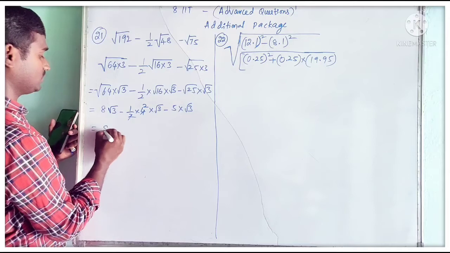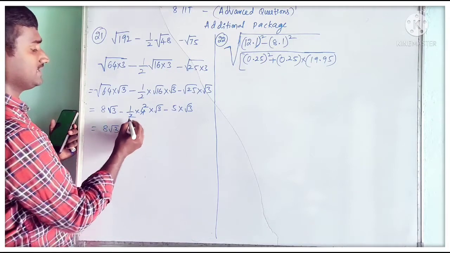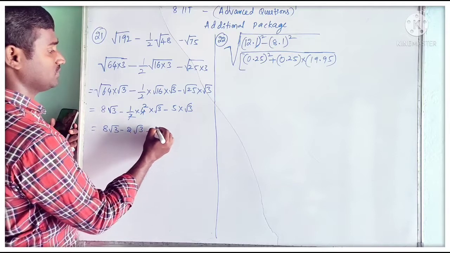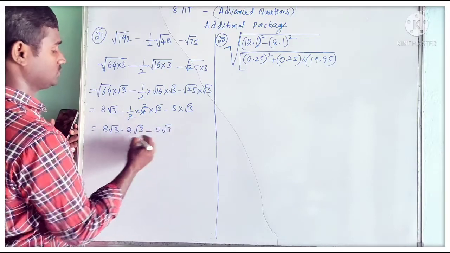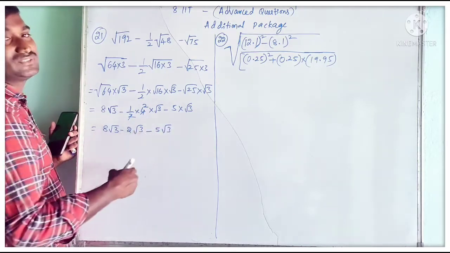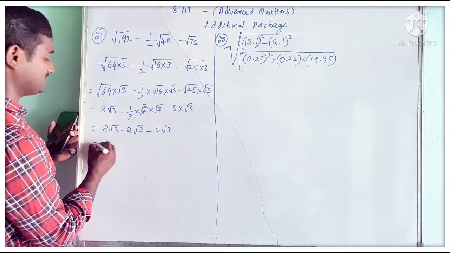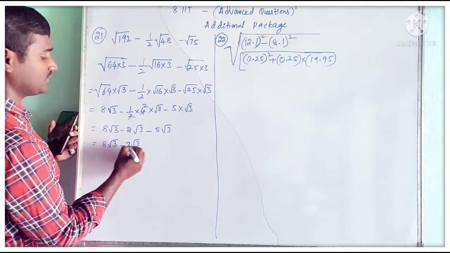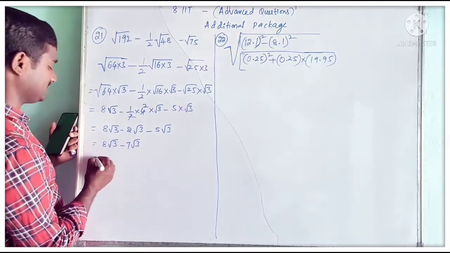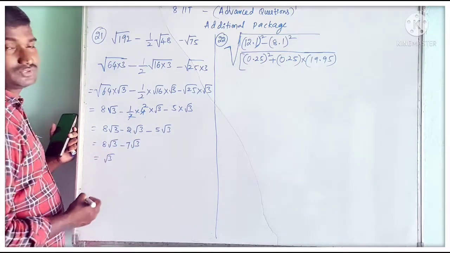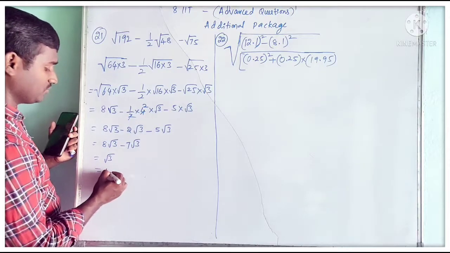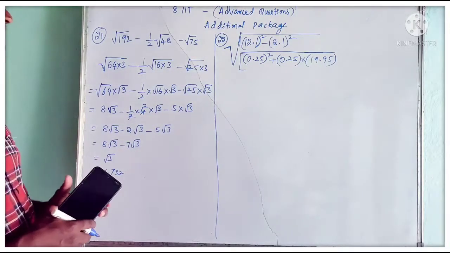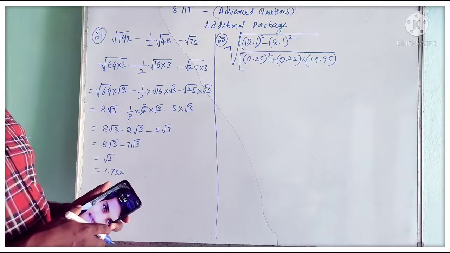So now that is equal to 8 root 3 minus 2 root 3 minus 5 root 3. Minus 2 root 3 minus 5 root 3 becomes minus 7 root 3. So 8 root 3 minus 7 root 3 is equal to root 3. So root 3 value is how much they given? 1.732. So 1.732 is the correct option for that.